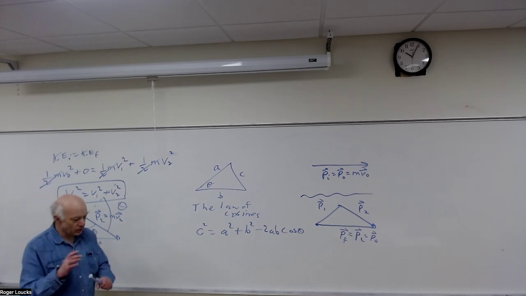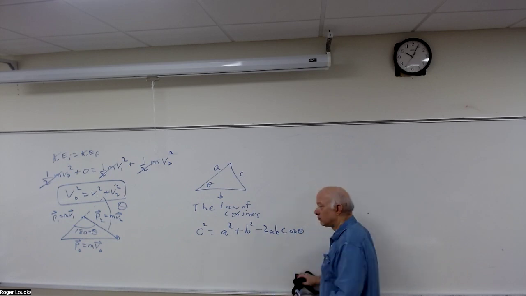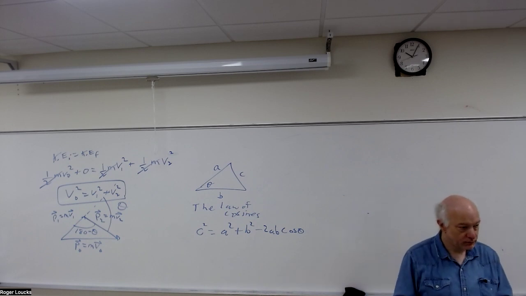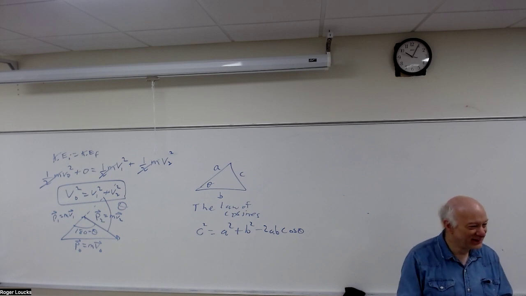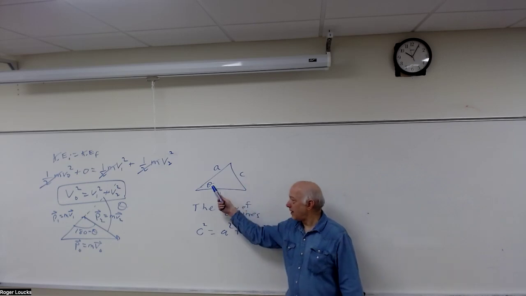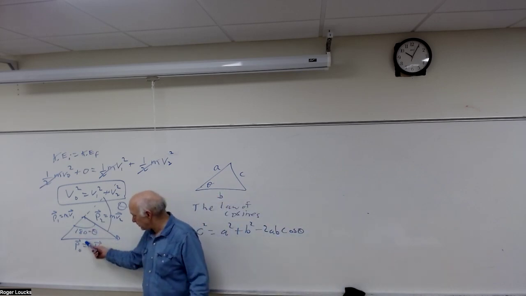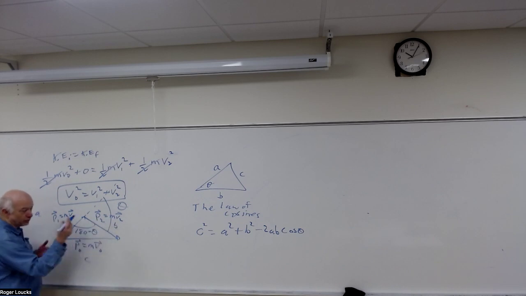Okay. So what do we have here? What is A, what is B, and what is C in that picture? Let's start off with C. C is opposite the angle. So this right here is our angle, and this right here is our C. It doesn't matter which one we call A or B. I'll call this one A and this one B for no good reason.